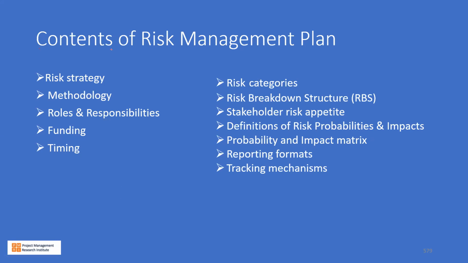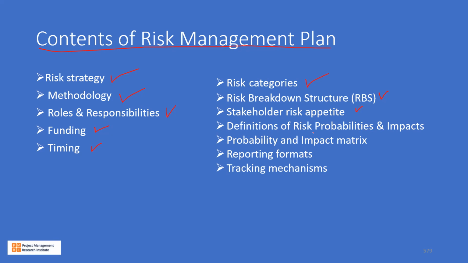Then the contents of a risk management plan. It should have a risk strategy. How are we going to deal with it? The methodology, roles and responsibilities, funding for risk management, timing, then risk categories. There is no standard categorization. Project to project, it can vary. Then we have the risk breakdown structure, stakeholder appetite for the risk. Some stakeholders can be risk averse, whereas some stakeholders are okay in taking risk.